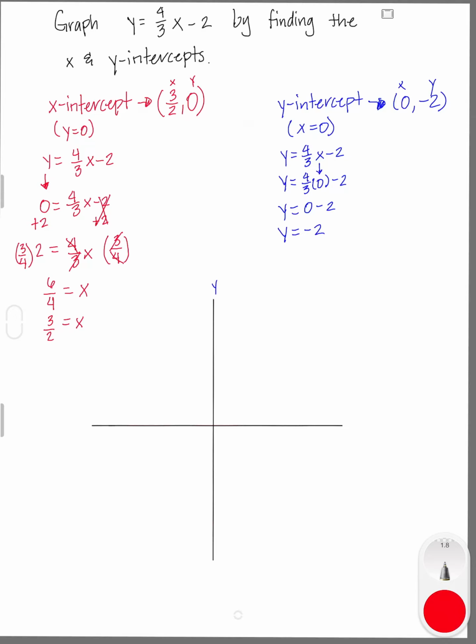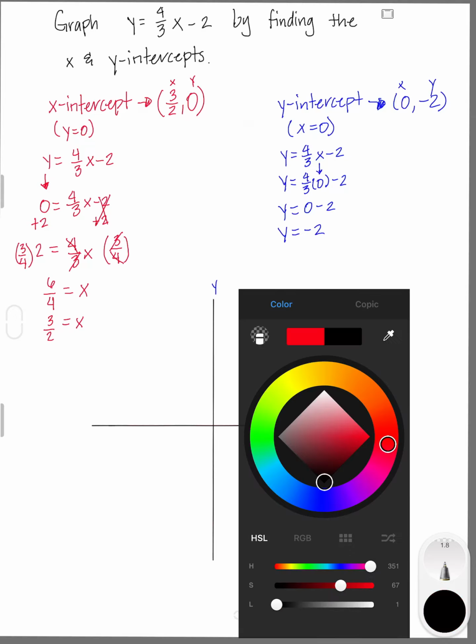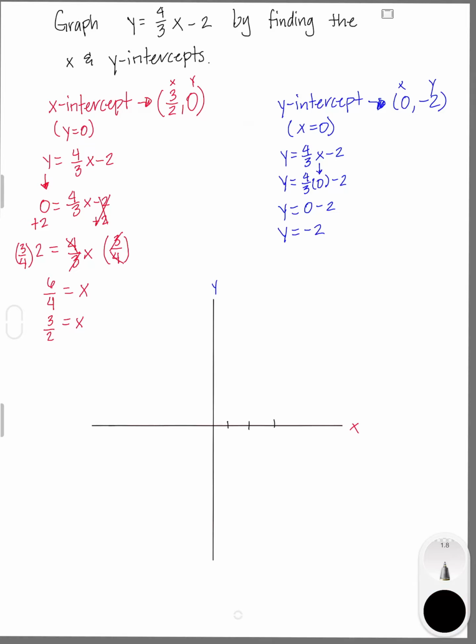So this is our y-axis. This is our x-axis. I'm going to go ahead and number them both. In this case, I'm going to skip by 1. So I'm just going to leave it simple and go by 1s. So 1, 2, 3, 4, 5, 6. 1, 2, 3, 4, 5, 6. Negative 1, negative 2, negative 3, negative 4, negative 5, negative 6, and then negative 1, negative 2, negative 3, negative 4, negative 5, and then I'm going to do one more, negative 6.